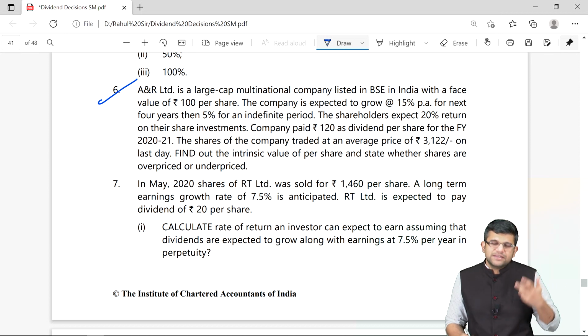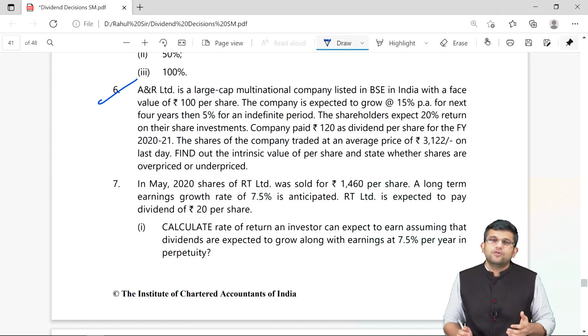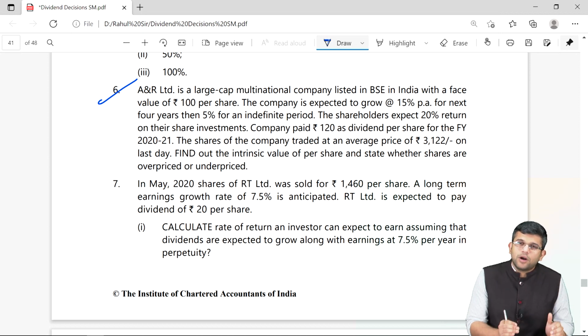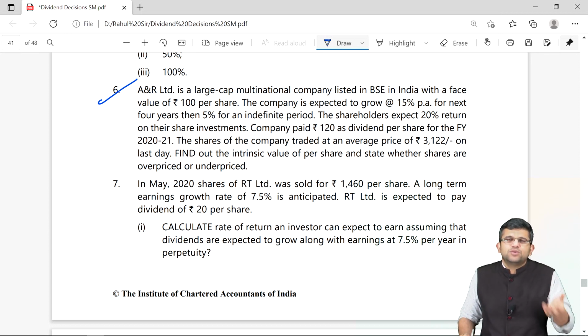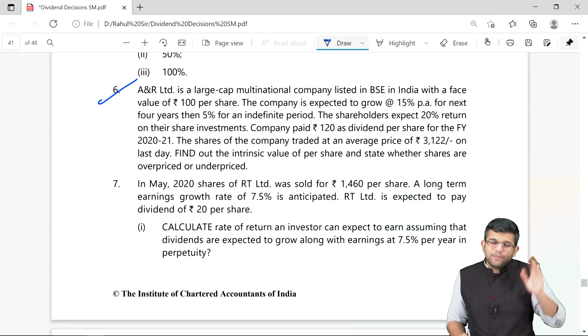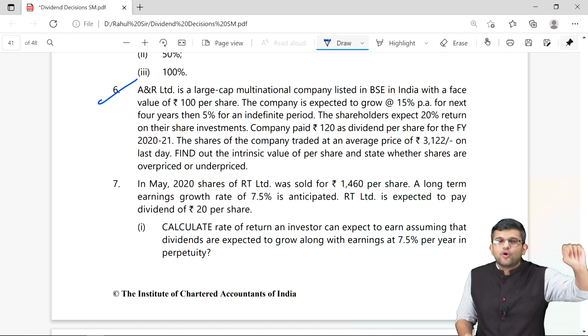V0 of E is equal to D1 upon KE minus G, where we discount all the future cash inflows at the rate KE, where these cash inflows are growing at a constant rate G. Based on Gordon's model only, this practical problem 6 is there, but it is slightly one step higher. Okay children, one step higher, because this question is based on something called the multi-step growth model.